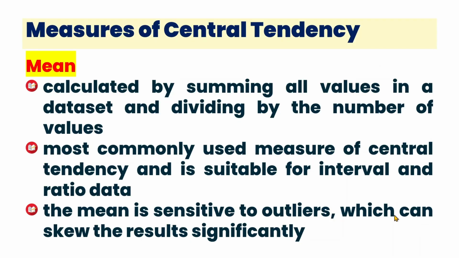Let's talk about the mean first. The mean is calculated by summing all the values in a dataset and dividing by the number of values. This is the most commonly used measure of central tendency and is suitable for interval and ratio data. The mean is sensitive to outliers, however, which can skew the results significantly. Mean simply means the average of all datasets.